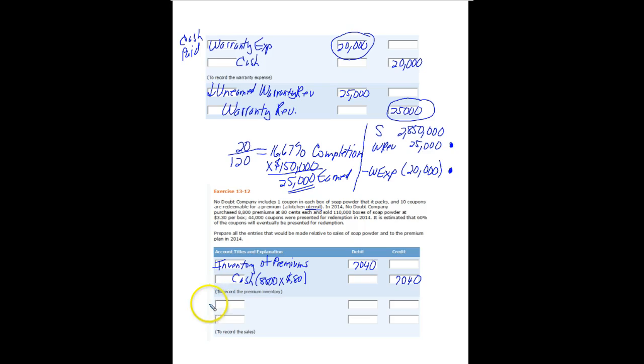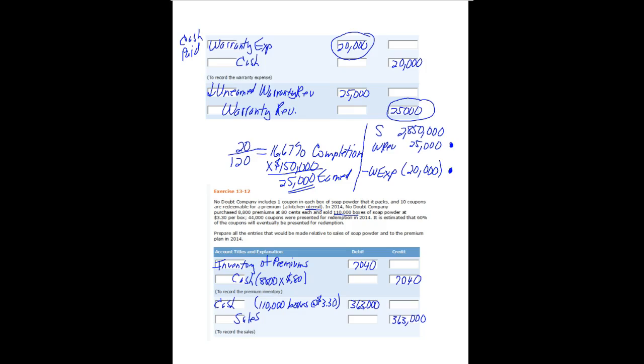Okay, then we're going to record sales. So, cash comes in, we record sales revenue. And that is selling 110,000 boxes of soap, so 110,000 boxes at $3.30 each. So 363,000. Okay, so we just record the purchase of the kitchen utensils, and then record the sale.